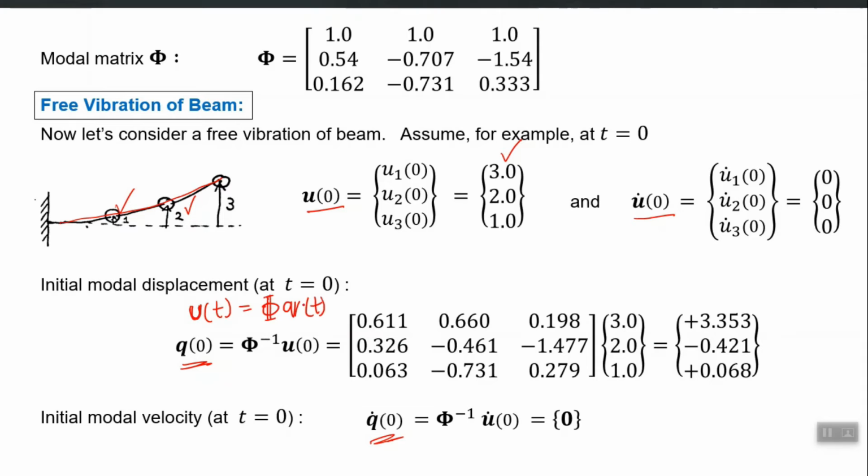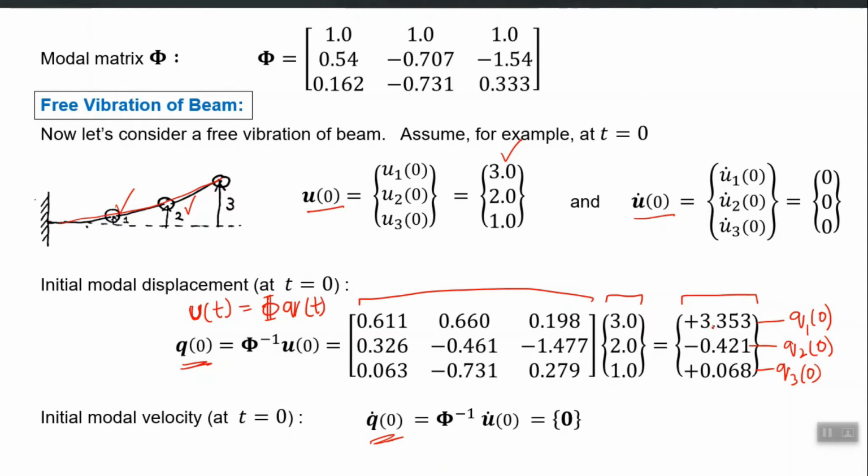So, I just rearranged it, and for t equal to 0, this will be the term. Phi inverse is calculated already, the inverse of a 3 by 3 matrix, you can sort that out, and then u of 0 vector, you carry out that multiplication, you get this vector. So the first entry is q1 of 0, second entry is q2 of 0, and this is q3 of 0.